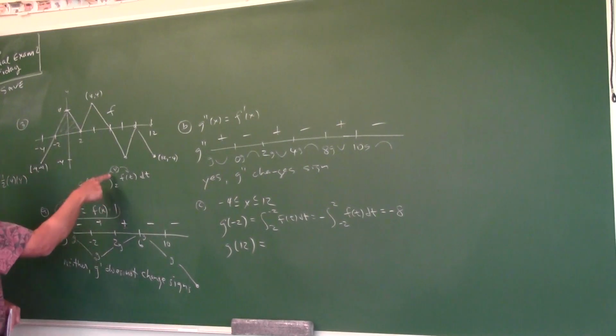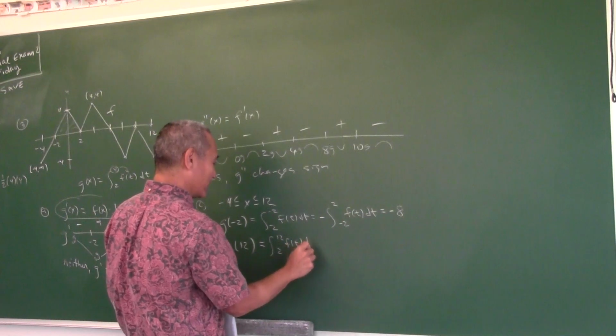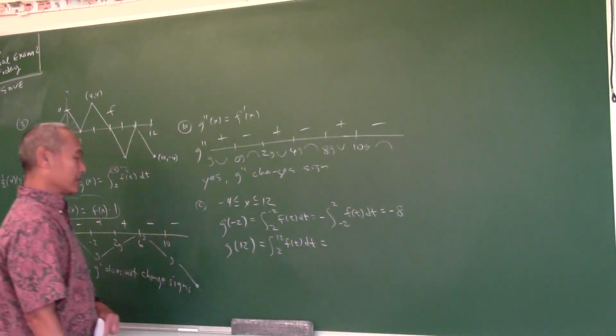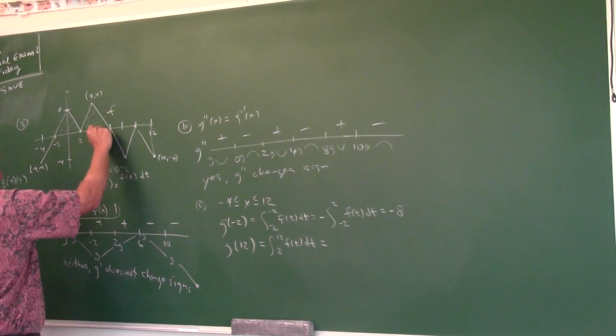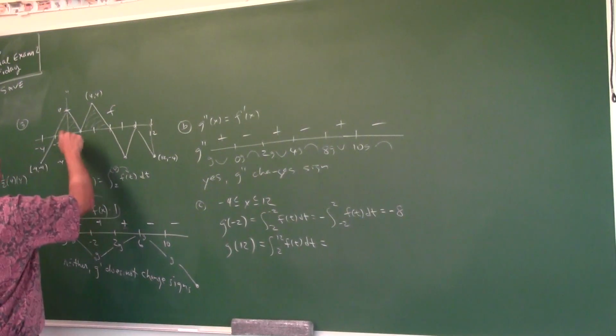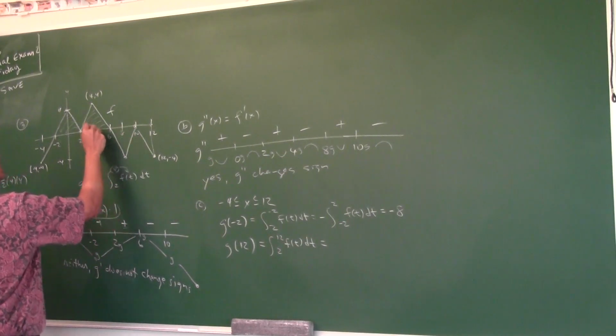Now what about 12? Then you're going to plug in 12. So the integral from 2 to 12 of f of t dt. Okay, so from 2 to 12, we need to compute these areas. So that's again 1/2 base times height, 2, 4, 6, 8, 10. So this is also 8.